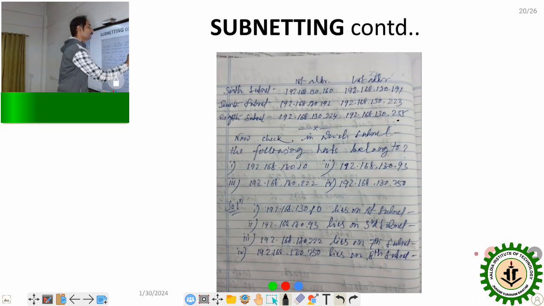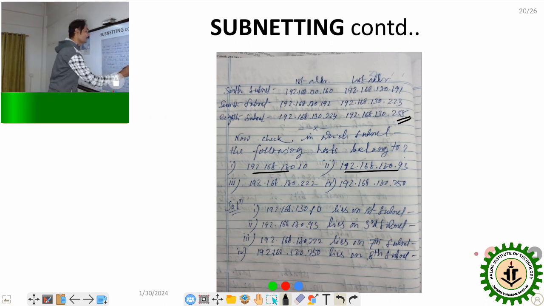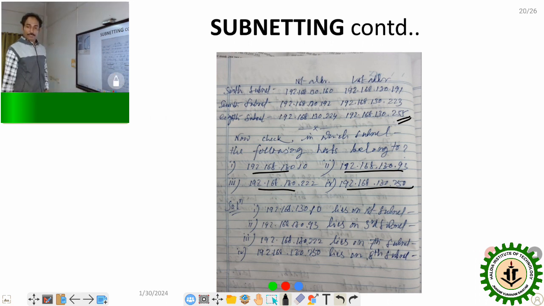And for the last subnet, here it is 192.168.130.224, and adding 31 only here, we will get 192.168.130.255. And now from here again we have some questions, that is, we will check whether some addresses belong, their belongingness we are going to check, that is, in which subnet they belong.